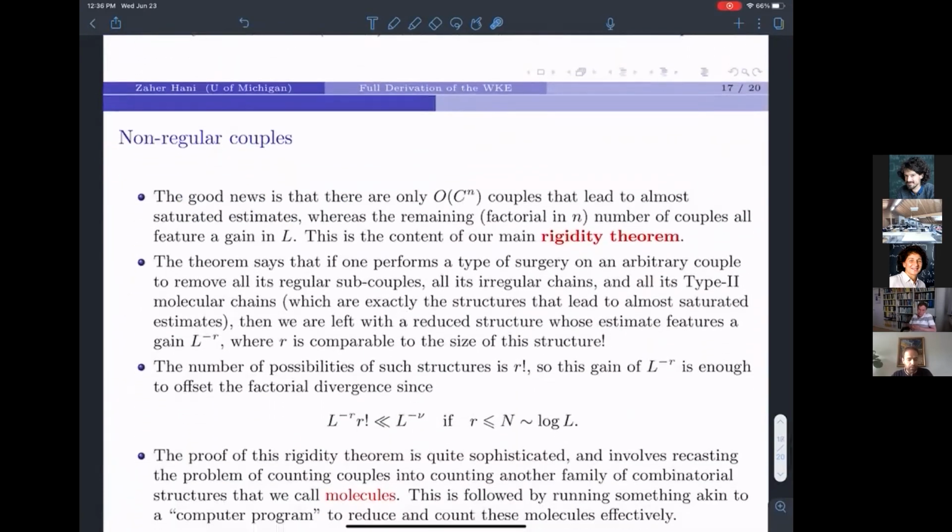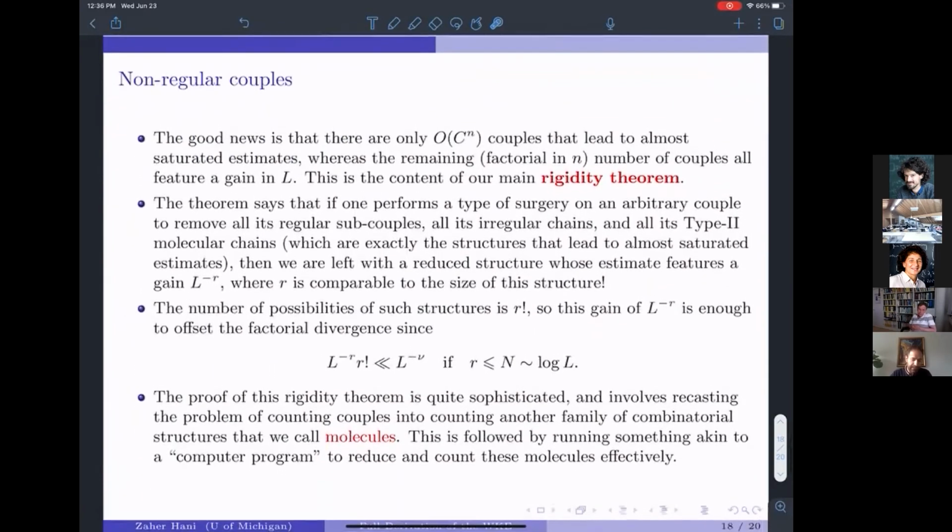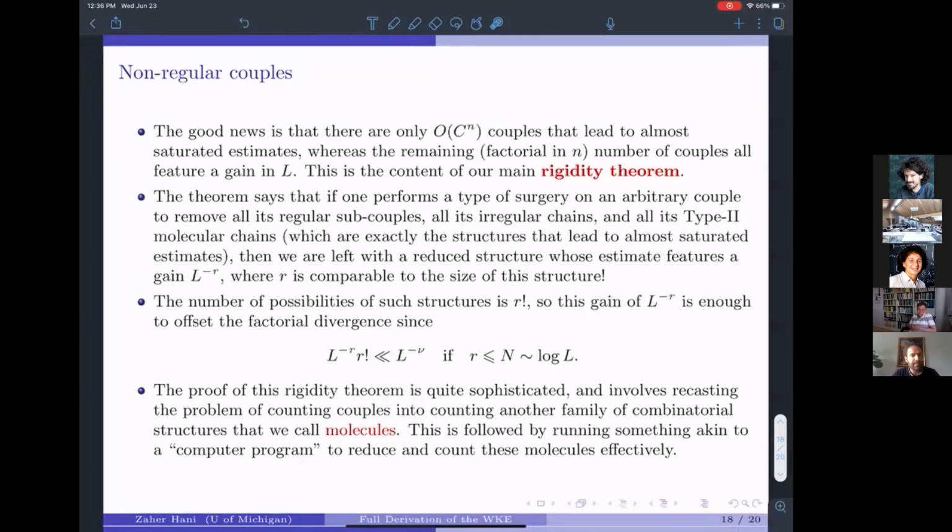Okay, now the good news. These are the difficulties. The good news is that all those families are of order C to the n. There's only order C to the n of them. And those lead to almost saturated estimates, whereas the remaining factorial in n number of couples all feature a gain in L. And this is the content of our main rigidity theorem, which arguably is the most important theorem of our work.